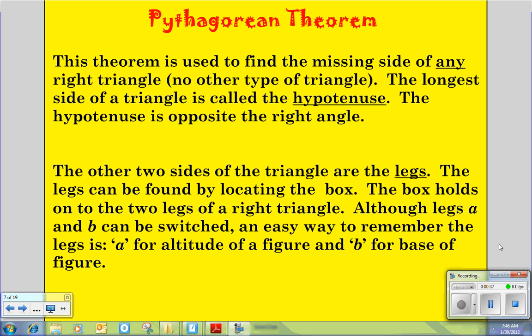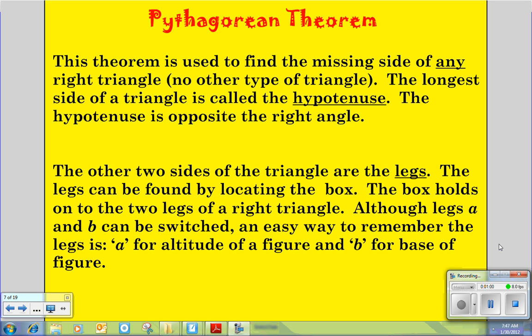We're going to take a look at the parts of a triangle. The longest side of a triangle is called the hypotenuse, which is opposite from the right angle. And then the two other sides, the shorter sides, are the legs. The legs can be found by locating the 90-degree box, the box that indicates which angle is 90 degrees, and then the box holds onto the two legs of a right triangle.